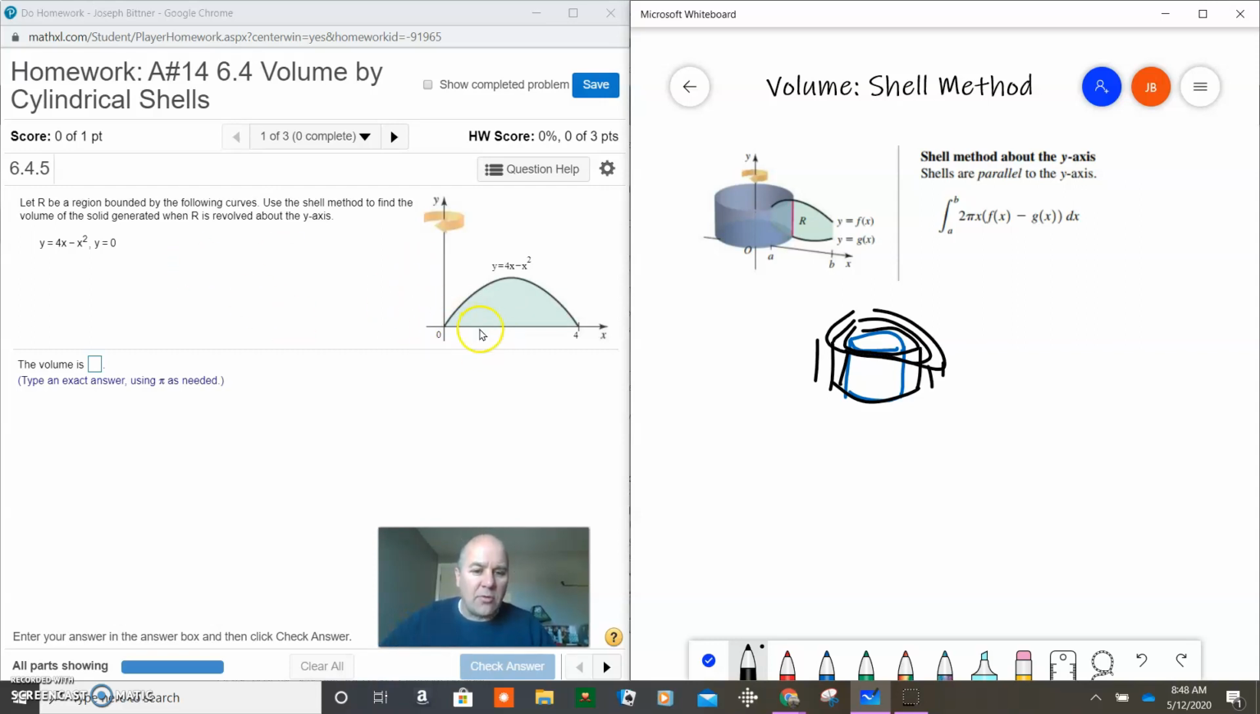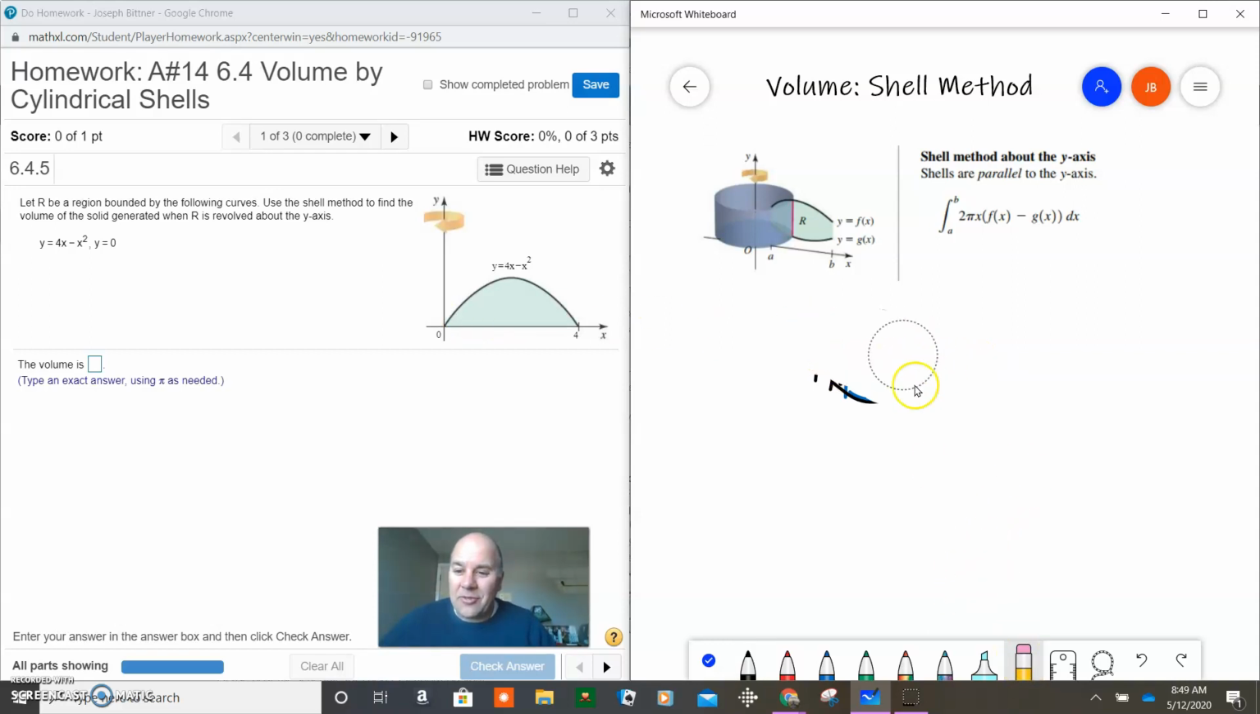So what's going to happen over here on this piece? This piece is going to be a shell rotating around the y-axis, and then this piece is going to be a shell. So basically, from 0 to 4, there's going to be an infinite amount of shells that are rotating. It's a layer of a shell inside of a layer of a shell inside of a layer of a shell. Wow, how confusing is that?